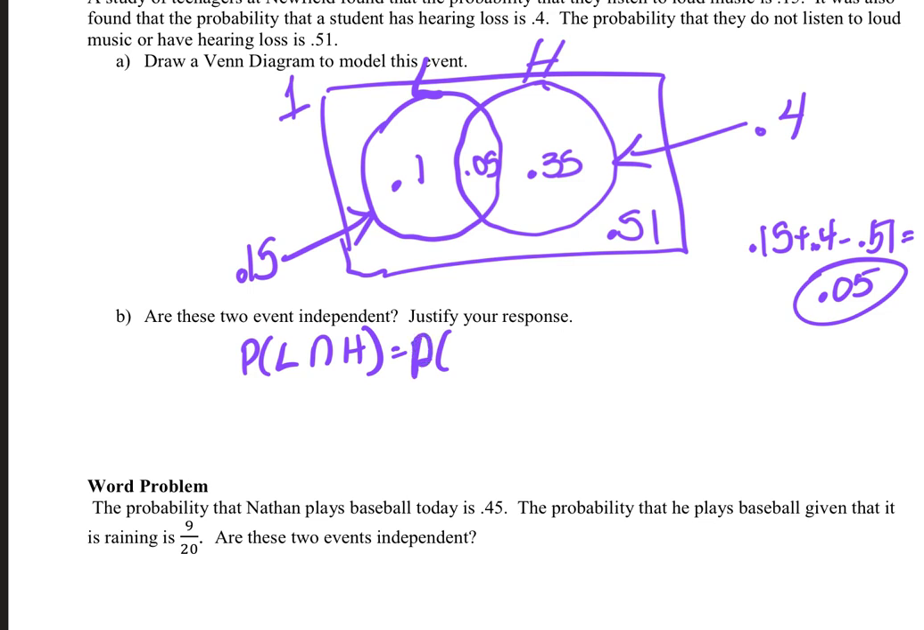Loud music times the probability of hearing loss. So these have to be probabilities. They can't be how many. So the "and" is 0.05.